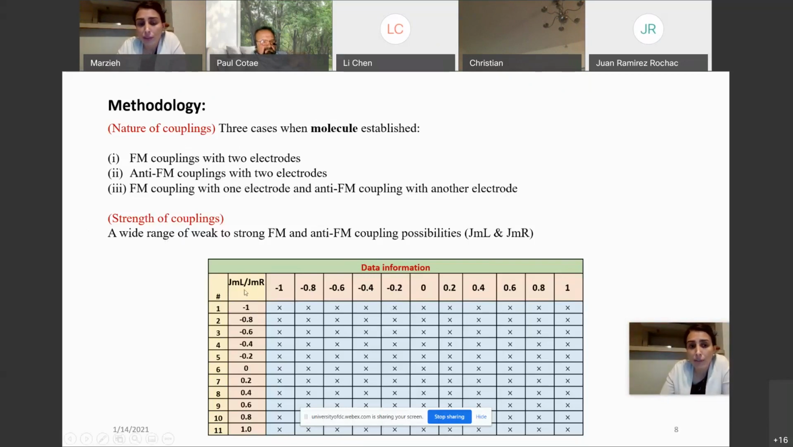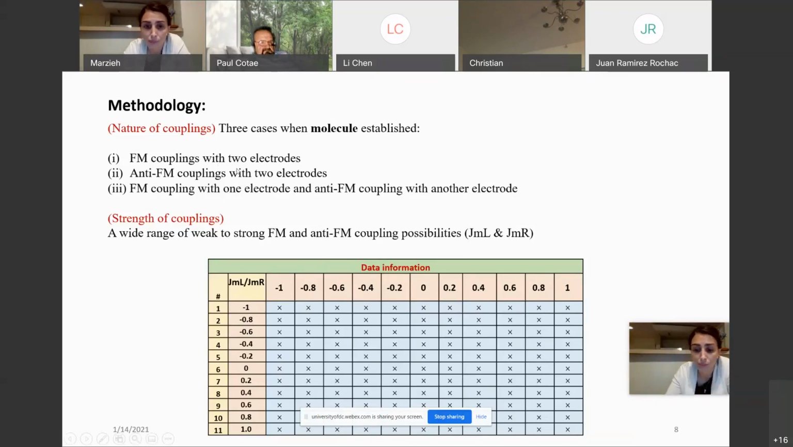Here we have the values that have been used for JML and JMR. They change between -1 and 1 with a step of 0.2. For each value of JML, we have 11 corresponding values of JMR. So in total we have 121 data sets produced from this experiment. But we also have three repetitions to validate the results and make sure they are consistent. We do three repetitions for each simulation, so we finally come up with more than 300 data sets for just investigating the effect of molecular couplings.